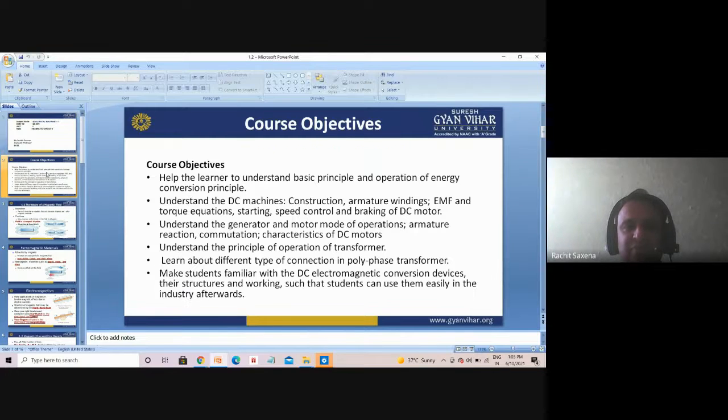Now the course objective is the same. We have to understand the principle of operation of energy conversion, then DC motor, DC generator, and transformer, the different types of transformer, their construction, their working, and their types in single phase and three phase, because the transformer works on AC supply.